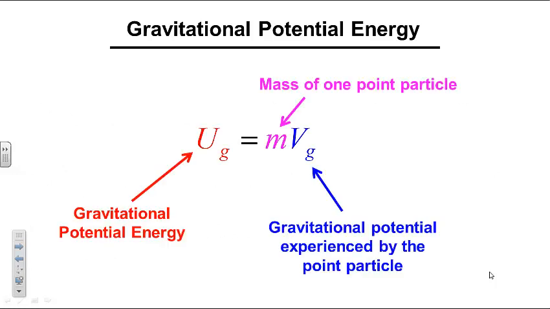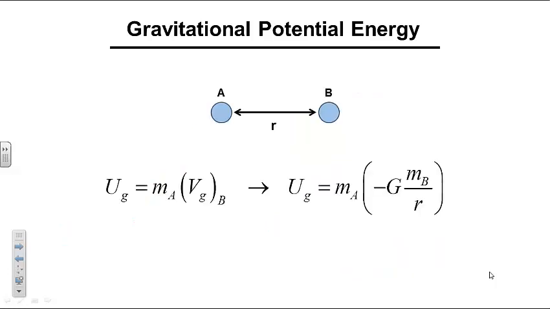It depends on the mass of the point particle and the gravitational potential experienced by the point particle. This is not the gravitational potential of the point particle itself, but rather the gravitational potential of the other objects in the system that interact with the point particle. The gravitational potential energy of two point particles, A and B, can be considered to arise from the interaction of the mass of particle A with the gravitational potential of particle B.